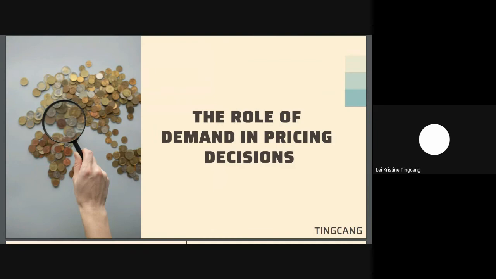The last topic would be the role of demand in pricing decisions. So we all know that the degree of a buyer's demand sensitivity to price changes is an important consideration in making pricing decisions, as this can have an effect on sales volume and revenue. Next slide, please.